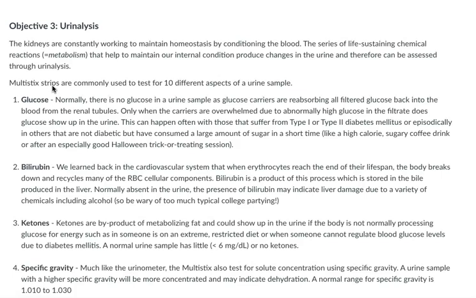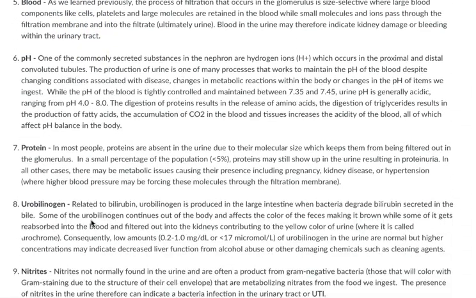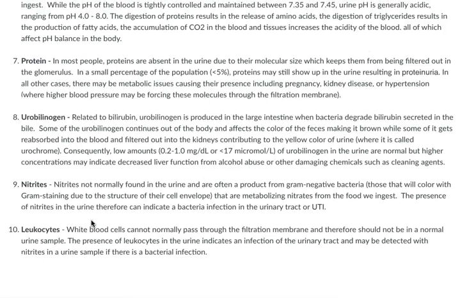So what you would do is you dip it in the urine. You have slightly different times that you would wait, either 30 seconds up to about, I think, 120 seconds for some of them. And then it would let you know whether or not you have glucose in your urine, or bilirubin, or ketones, or specific gravity, or blood, or pH, protein, urobilinogen, nitrites, or leukocytes, white blood cells, right?